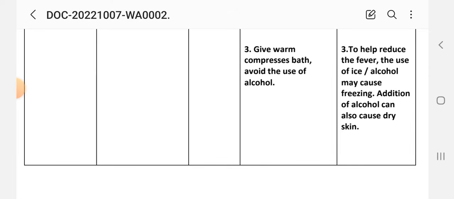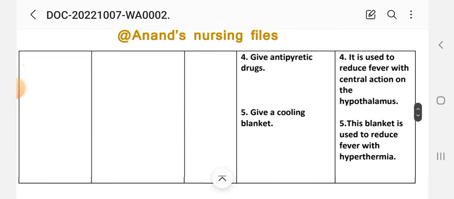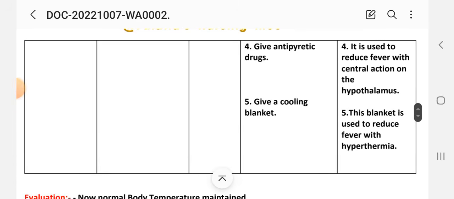use of ice alcohol may cause freezing. Addition of alcohol can also cause dry skin. Number fourth intervention, let's see: give antipyretic drugs. The rationale is that it is used to reduce fever with central action on the hypothalamus.